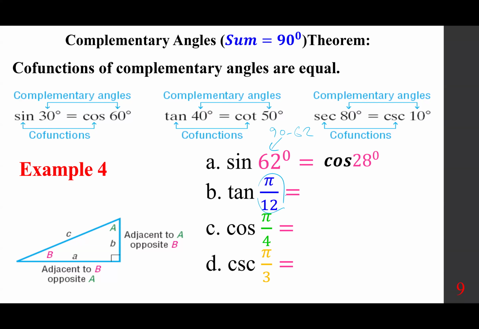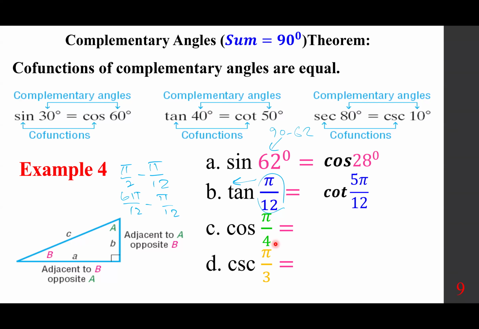What about this one? It becomes cotangent. So you're going to write pi over 2 minus pi over 12. Now pi over 2 is 6 pi over 12 minus pi over 12 is 5 pi over 12. So for tangent becomes cotangent of 5 pi over 12.